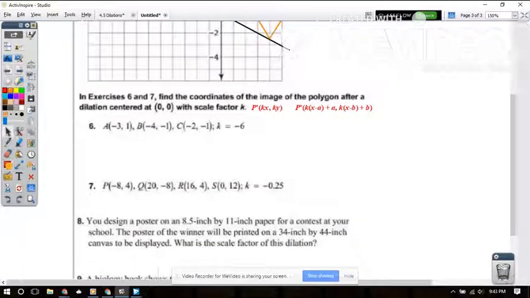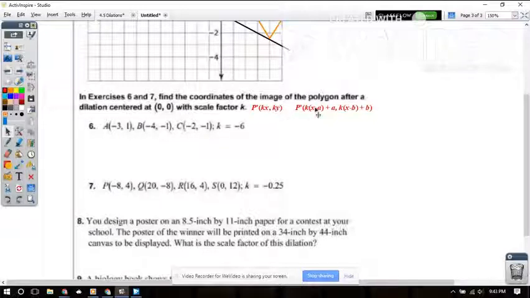Now on this one, we are centered at the origin. So which one of these two do we want? Do we want the big one or do we want the little one? Yeah, we don't want this because we don't have an a. We don't have a b. We just have k. So we don't need any of that.